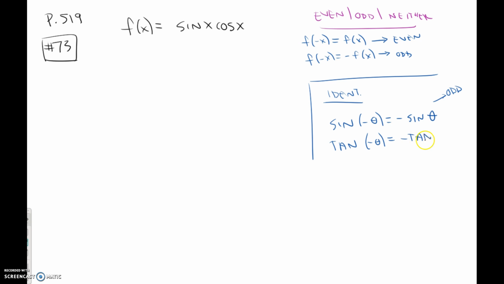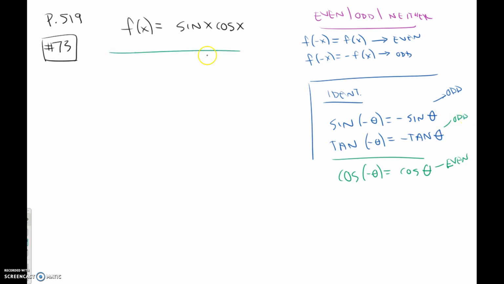Now, I would like to prove this to you, and I hope to do it in class sometime, but right now, we're just going to have to go. And then the cosine of negative theta is equal to the cosine of theta. When you plug a negative theta into the cosine, it's the same as the cosine of positive theta. So that means this one is even. So these two are odd, that one is even.